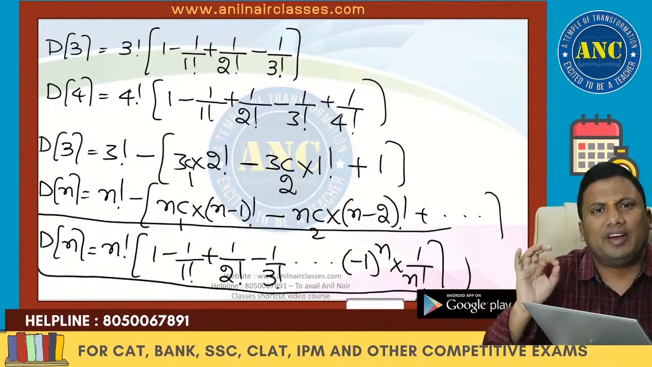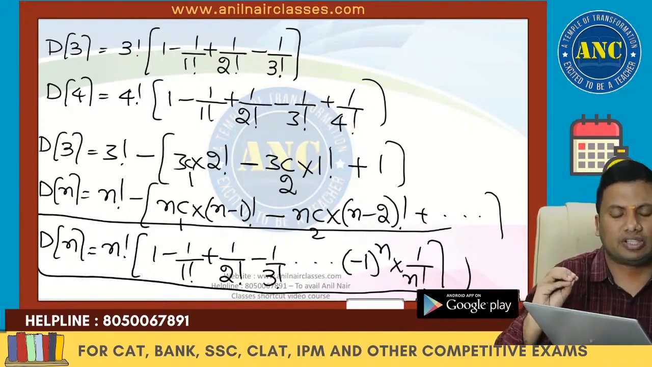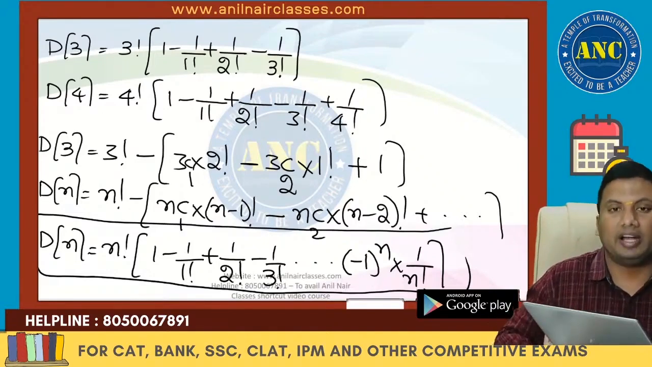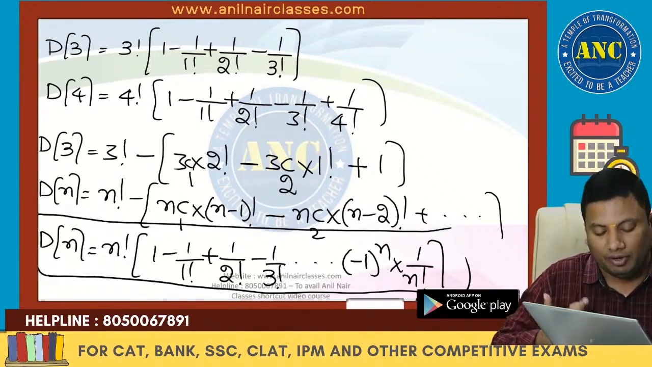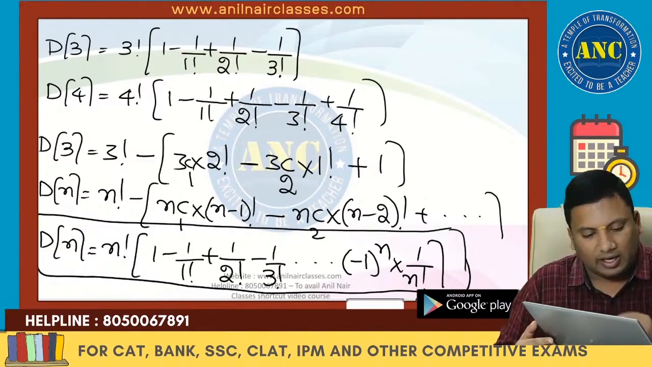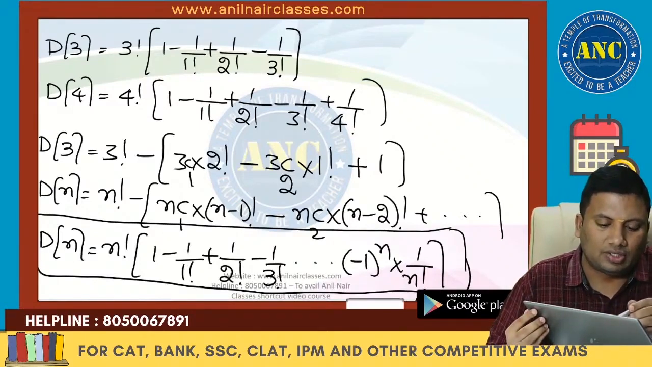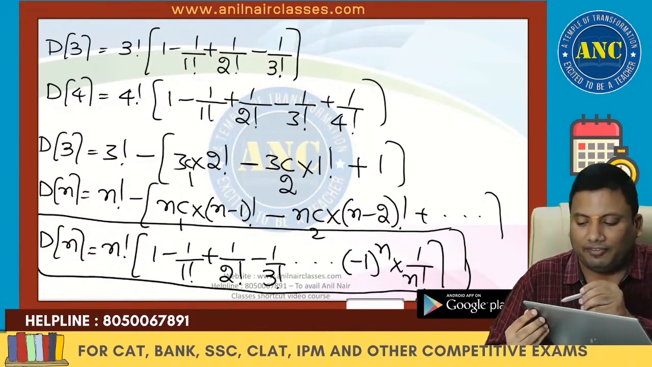A very, very simple concept. 99% of the teachers don't teach the proof behind this concept. But if you forget the formula also, you can do it this way. I hope it is clear why D of 3 is 3 factorial into 1 minus 1 by 1 factorial.